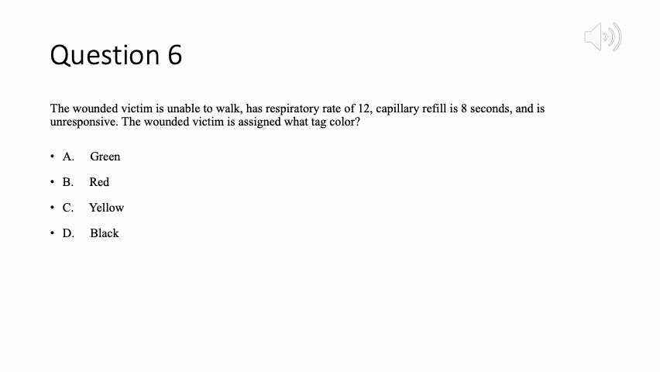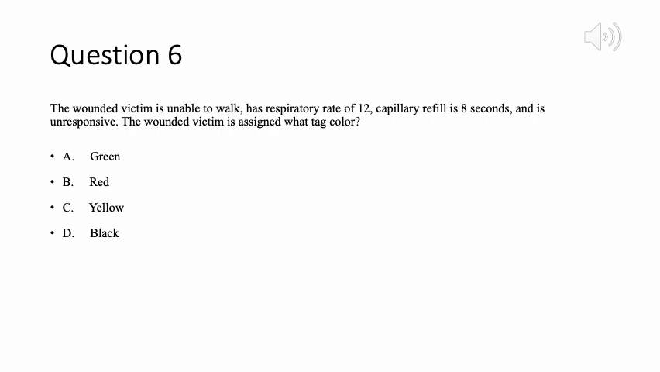Question number 6. The wounded victim is unable to walk, so you're going to be assessing him. Has a respiratory rate of 12, which means you continue your assessment. Cap refill is 8 seconds, and he is unresponsive. The wounded victim is assigned what tag color? A, green, B, red, C, yellow, or D, black? Your answer is going to be B, red.